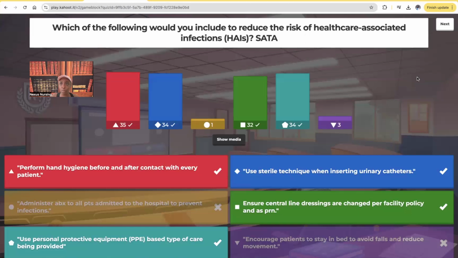Having them stay in bed, not moving, they can get infections such as pneumonia. They can get DVTs. They can get pulmonary embolism. They could have all types of issues. So no, we want early mobility.